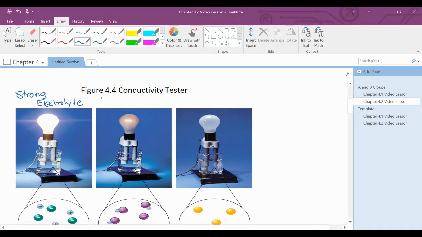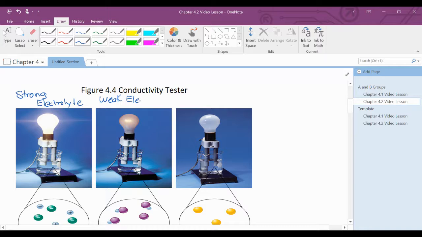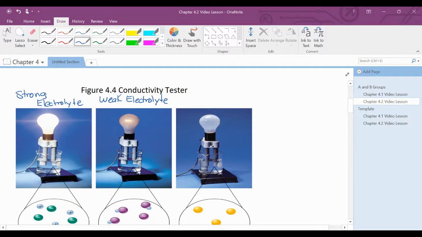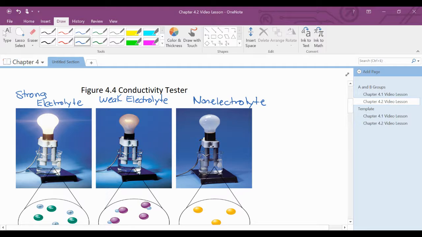In the middle, we have a weak electrolyte, which means there's few ions in solution. And then we have non-electrolytes, which means it does not form ions in solution. So we're going to look at examples of all 3.